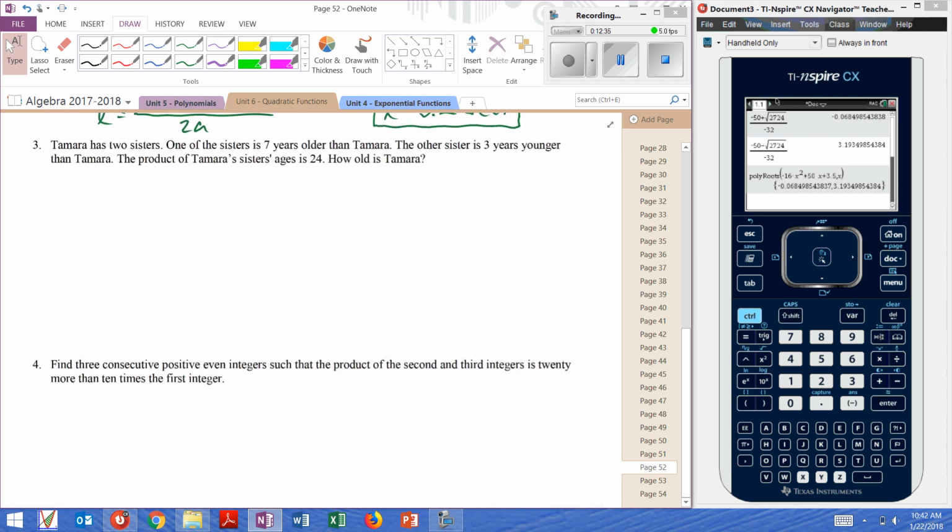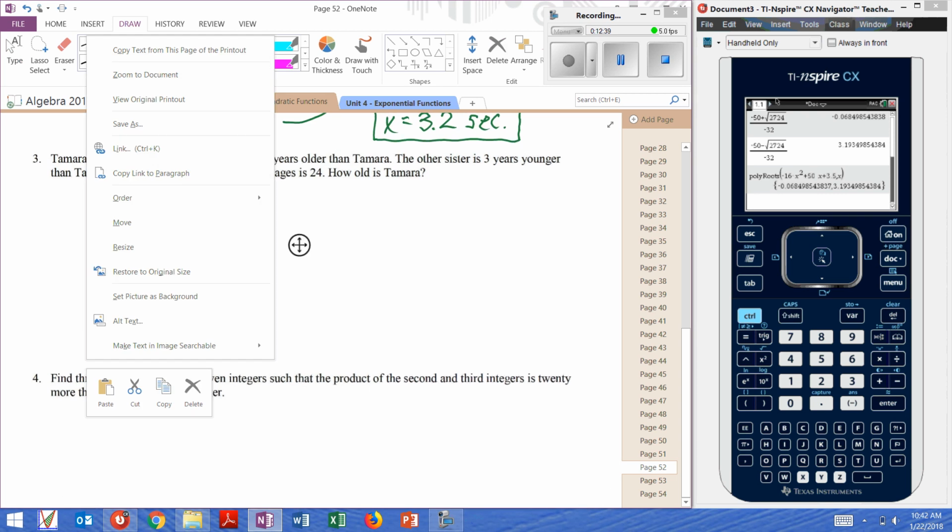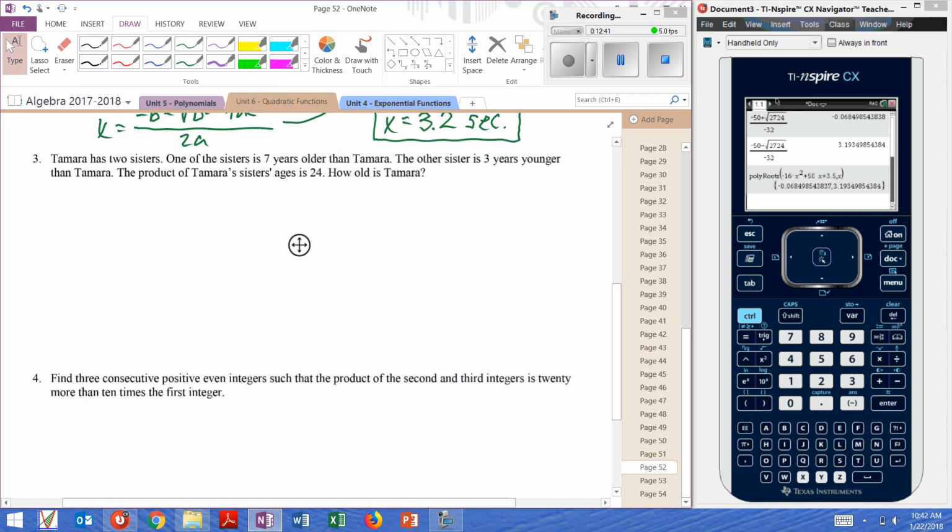So Tamara has 2 sisters. One of the sisters is 7 years older than Tamara. The other sister is 3 years younger than Tamara. And the product of Tamara's sisters' ages is 24. How old is Tamara? Okay, so let's say x is equal to Tamara's age.